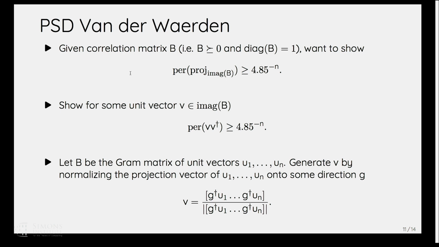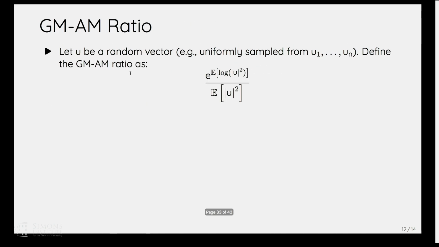These being unit vectors is simply equivalent to B having ones on the diagonal. Now, one way to generate something in the image of B is to take some vector g and project every one of the ui's onto g and treat that as the coordinates of a vector. So that's going to be something in the image of B. I have to normalize it because, as I said before, I have to make sure that this vector that I'm picking is a unit vector. Otherwise, I don't get my inequalities. So I'm going to pick a direction g and project everything onto g, and then normalize the resulting vector. I have to show that I can choose this g so that this permanent is large. And surprise, surprise, we are going to pick that g to be a complex Gaussian. But that comes a bit later.